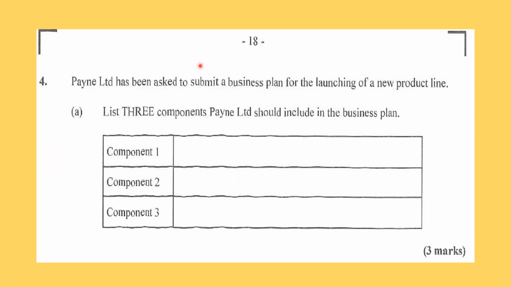Payne Limited has been asked to submit a business plan for the launch of a new product line. So Part A of the question lists three components for Payne Limited which should be included in the business plan, and we are given a table here to list your three components. So let's take a look at what the answer should have looked like.